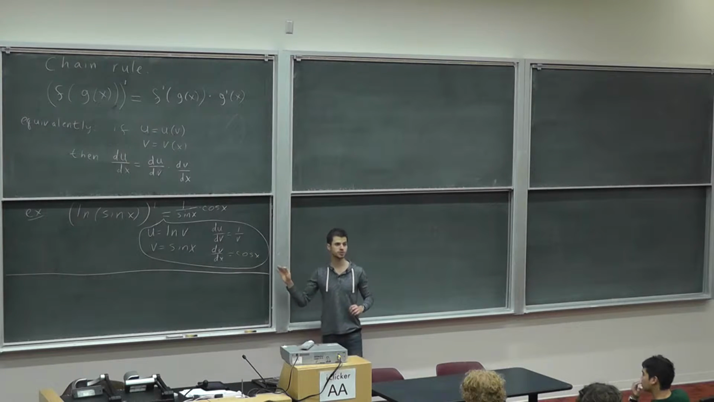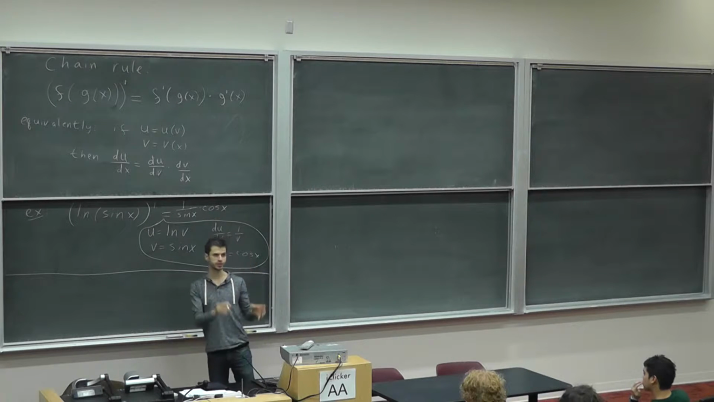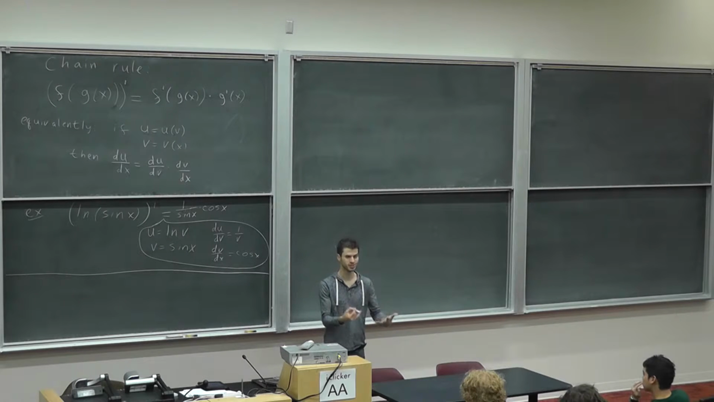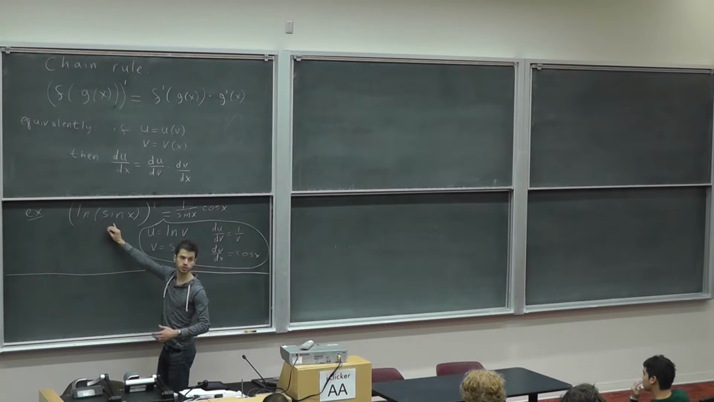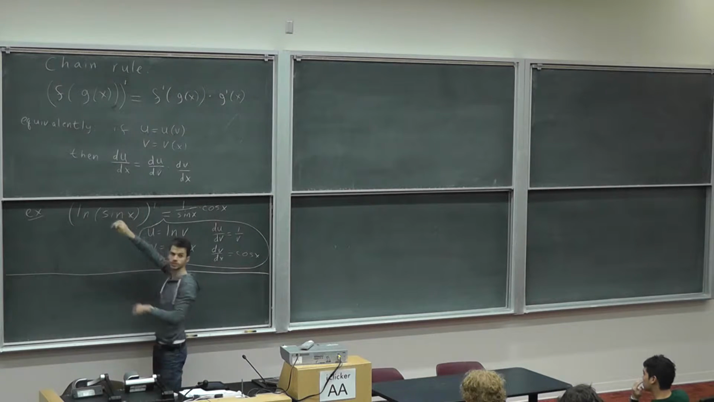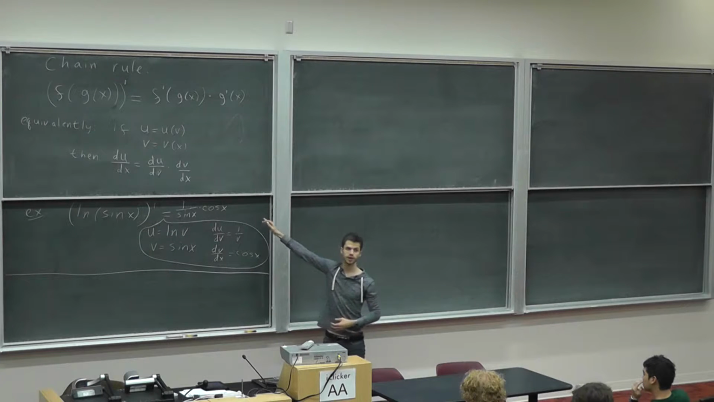Okay, so that's how the chain rule works in concrete examples. We choose the internal function and the external function in such a way that their composition is indeed the original function. So if you take u of v and substitute that v is sine of x, you should get the original expression, apply the chain rule, and you get the answer.